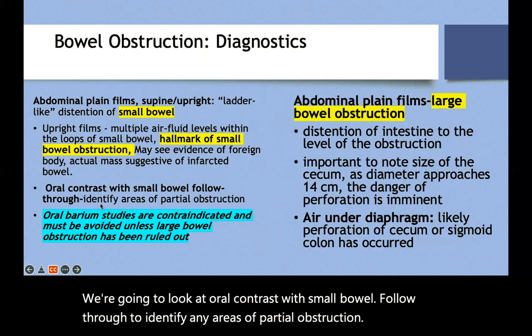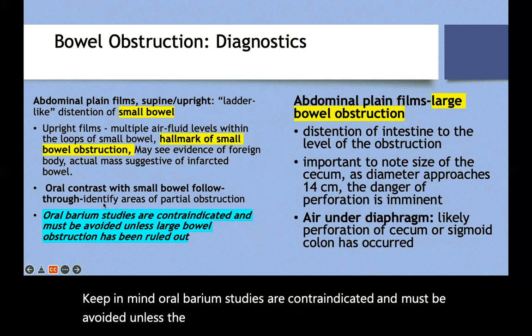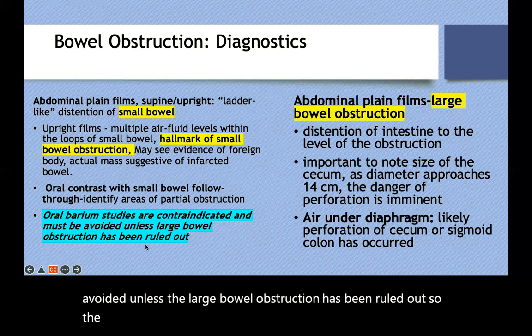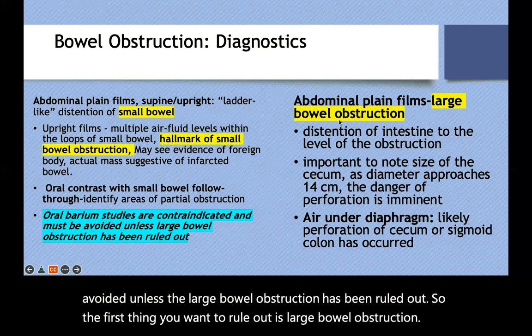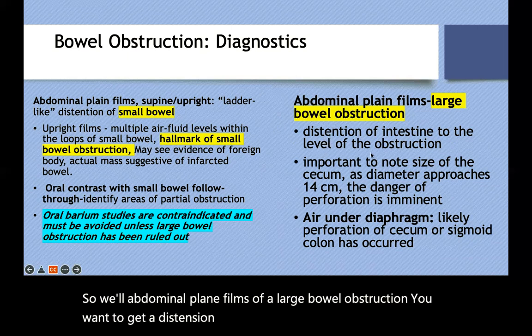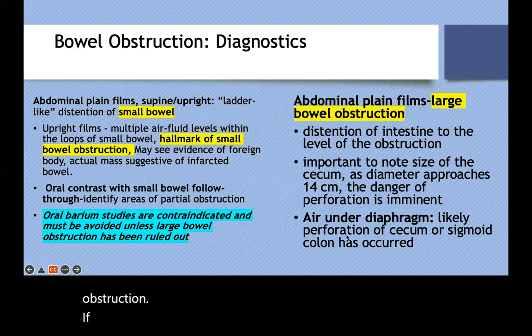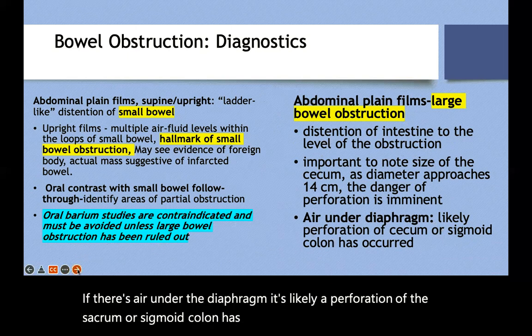Keep in mind, oral barium studies are contraindicated and must be avoided unless a large bowel obstruction has been ruled out. So the first thing you want to rule out is large bowel obstruction. On abdominal plain films of a large bowel obstruction, you want to look for distension of the intestine to the level of the obstruction. If there's air under the diaphragm, it's likely a perforation of the cecum or sigmoid colon has occurred.